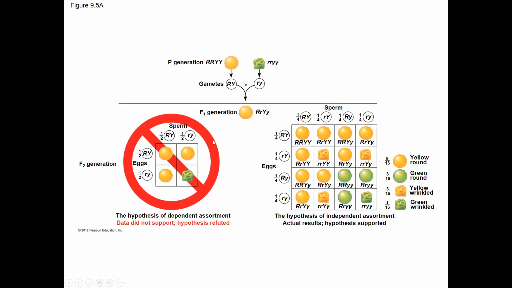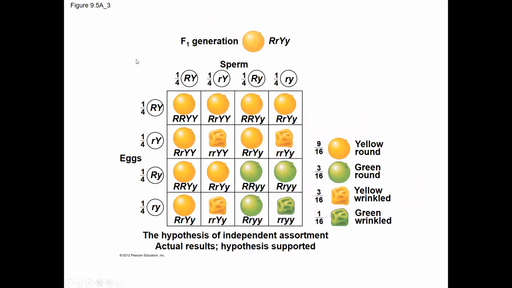With a simple monohybrid cross, the hypothesis of dependent assortment, Mendel determined that this was not possible. It didn't give you all of the results that were seen in the F2 generation. So he had to create something more akin to two monohybrid crosses put together, known as a dihybrid cross. And this is his results. So let's look at that in a little more detail.